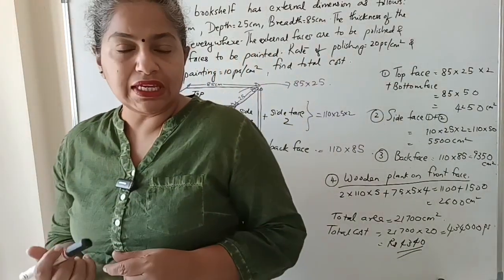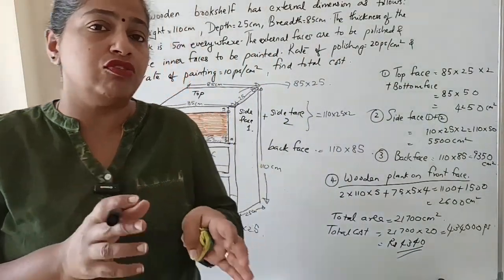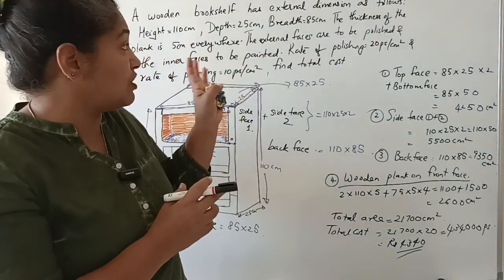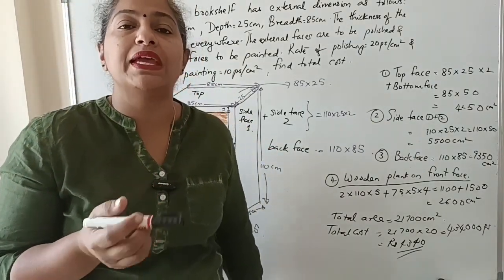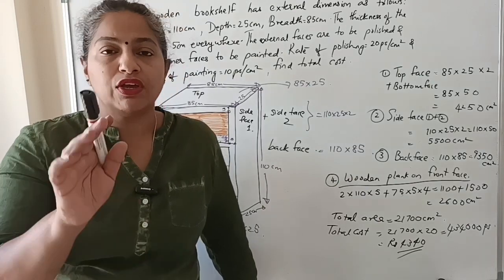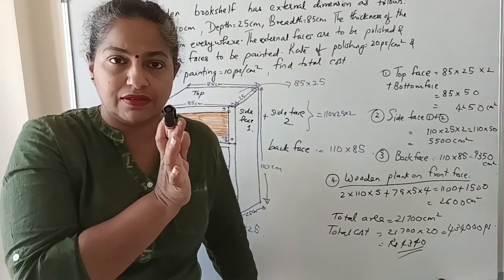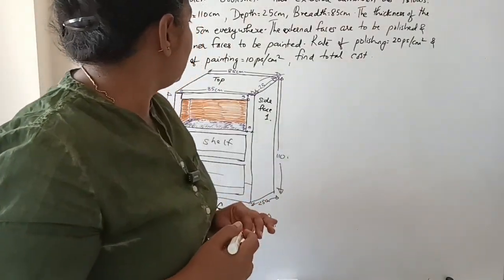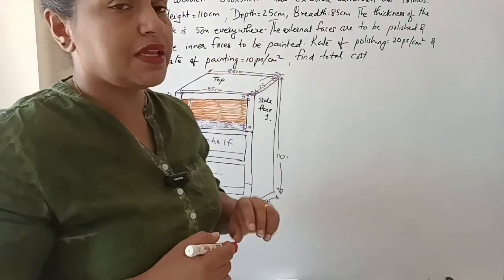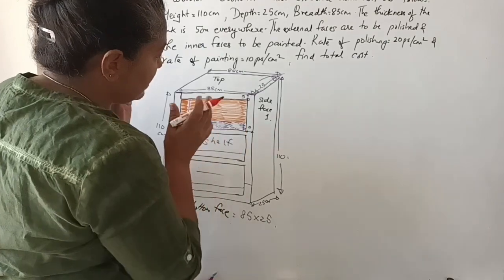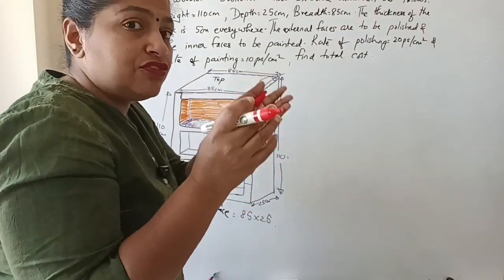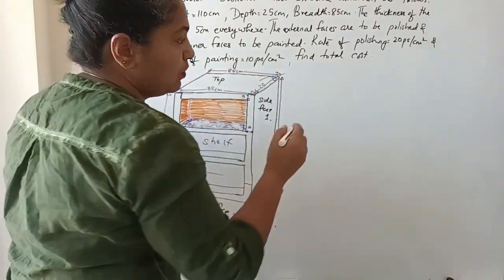So I have written it very clearly. So this is the external cost for polishing the wooden shelf. Now we need to find the cost of painting the inner faces. Okay, so I hope you are clear with the external area. Now let us calculate the area of the inner faces that are to be painted. When you look at the diagram, the inner face is the inner face of the shelf. That shelf area is in the form of a cuboid.